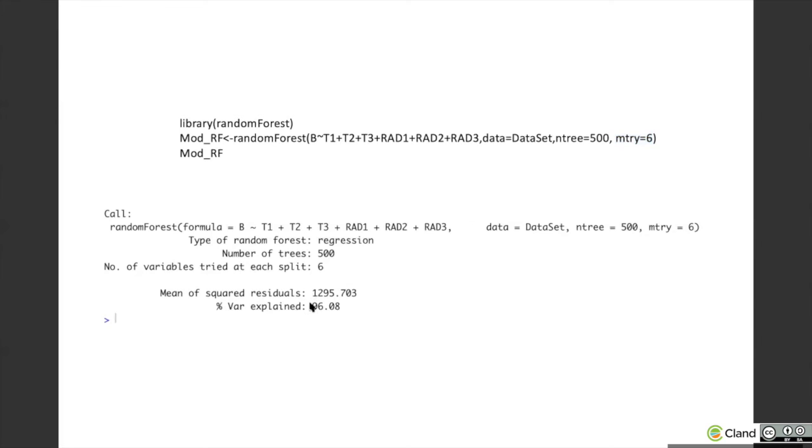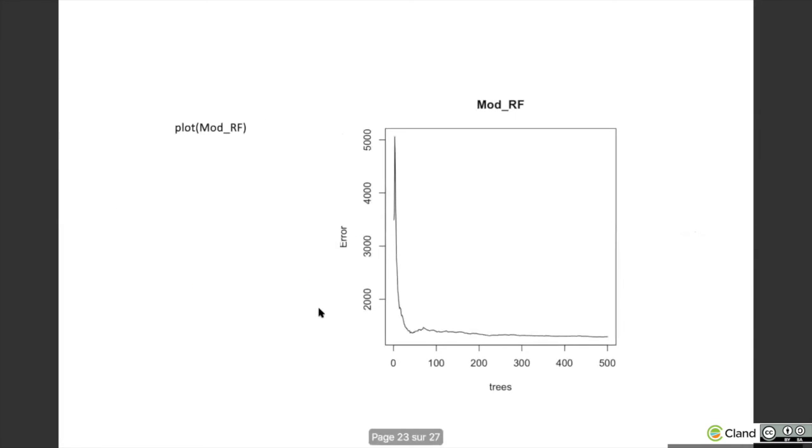So it seems to explain a big part of the variability, 96%. But for a forest, I'm not able to visualize the forest because I have 500 trees and it's not possible to describe the 500 trees. So what we do is visualize the behavior of the forest using different visualization tools.